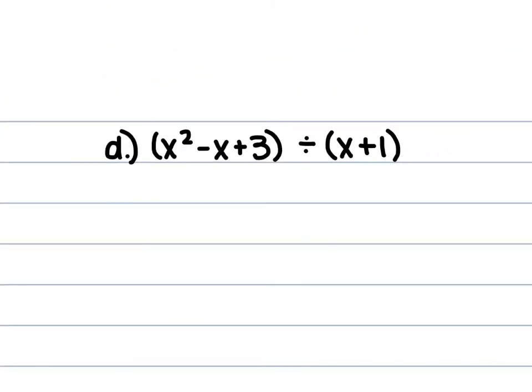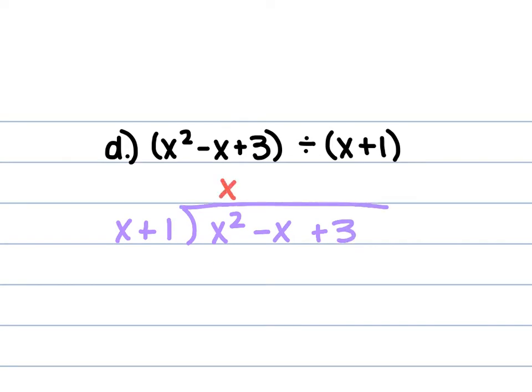For D, we have x squared minus x plus 3 divided by x plus 1. So that x plus 1 goes on the outside. The x squared minus x plus 3 goes on the inside. So x times what is x squared? X. X times x is x squared. X times 1 is a positive x.